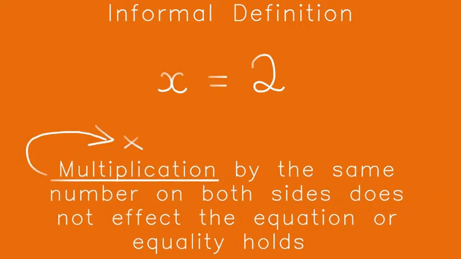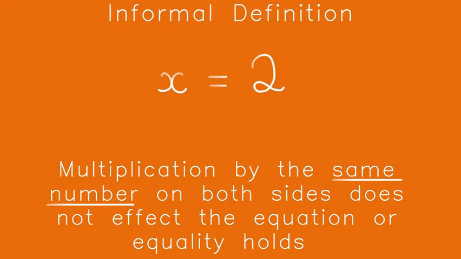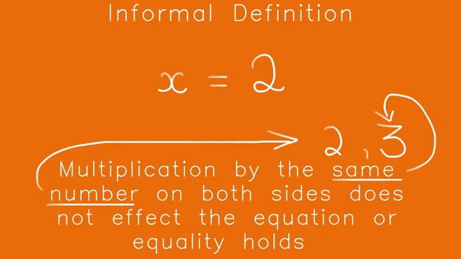So we're going to be using the x, the cross, as our multiplication symbol. Let's say we use the specific number 2 or 3, but if we use 2, we're going to be using the 2 on both sides. Now we can't say that we are going to multiply 2 on the left hand side and 3 on the right hand side. No, we can't do that. That is going to ruin the balance of the equation, and the equation will not hold true at that point.